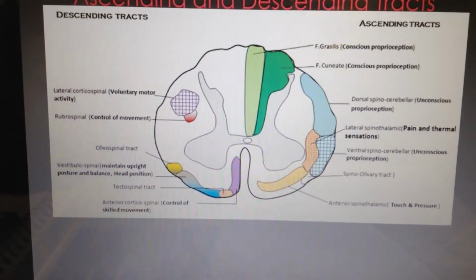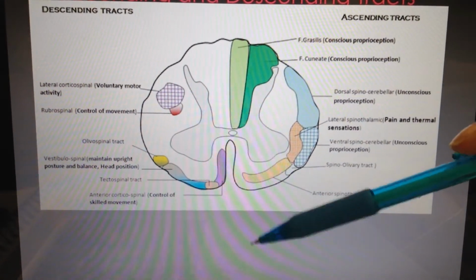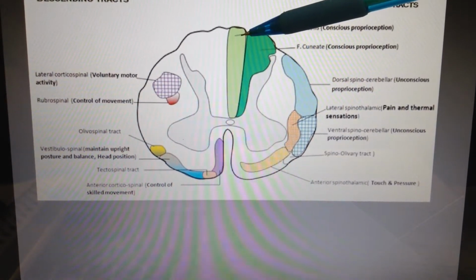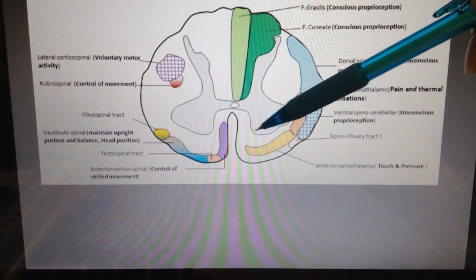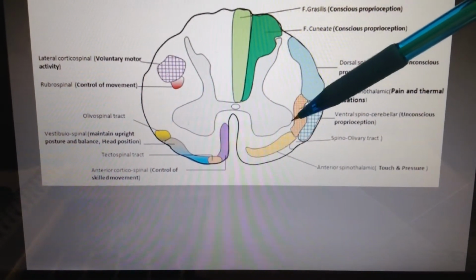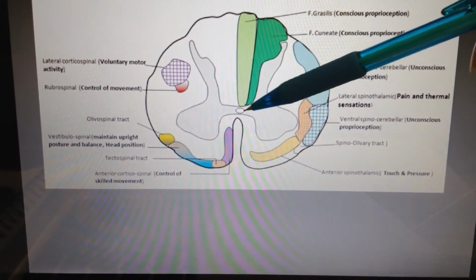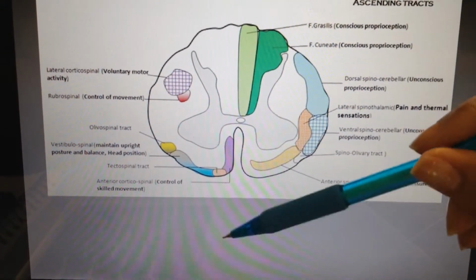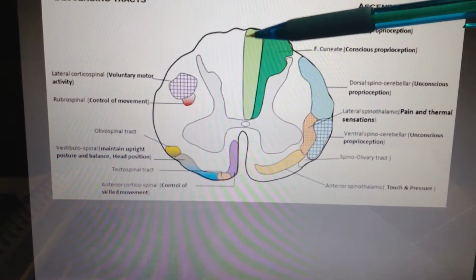Okay, so we're talking about gray matter. We're talking about dorsal, ventral, and lateral horns. So we have dorsal horns right here. We have ventral horns and lateral horns. The gray commissure is right here, and the central canal is in the middle. The ventral median fissure, dorsal median sulcus.